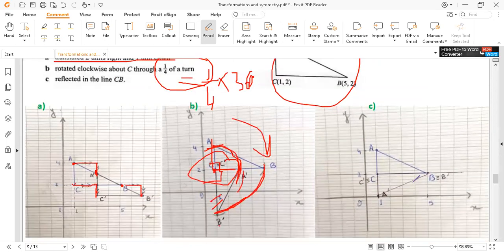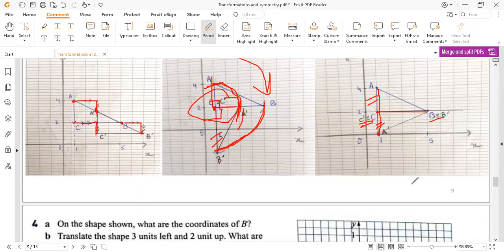What about reflection, when the line of reflection is CB? If we reflect C with respect to CB, we obtain C prime as C. And the same for B prime, because CB is our line of reflection. What about A? We draw a perpendicular and mark the same distance from this line, from here to here and from there, to obtain A prime. Eventually we obtain A prime, C prime, B prime as a copy of the original triangle.